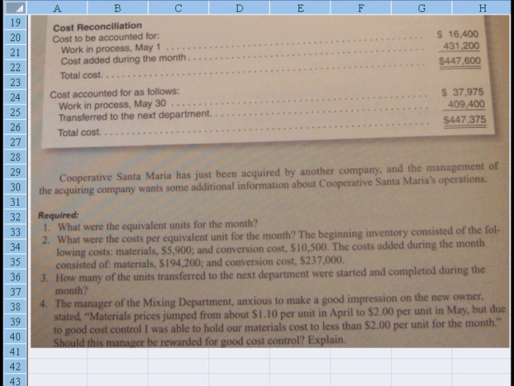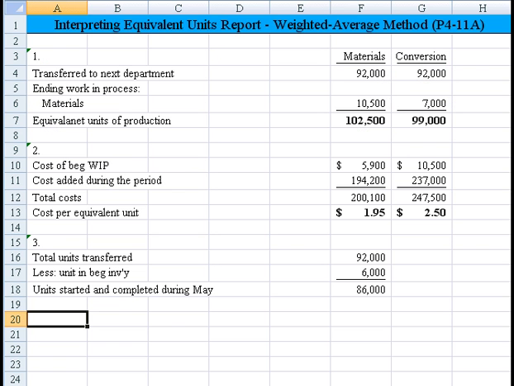The manager of the mixing department, anxious to make a good impression on the new owner, stated, materials prices jumped from about $1.10 per unit in April to $2 per unit in May. But due to good cost control, I was able to hold our material cost to less than $2 per unit for the month. Okay, so should he be rewarded? Well, the answer is no. The manager should not be rewarded for good cost control.